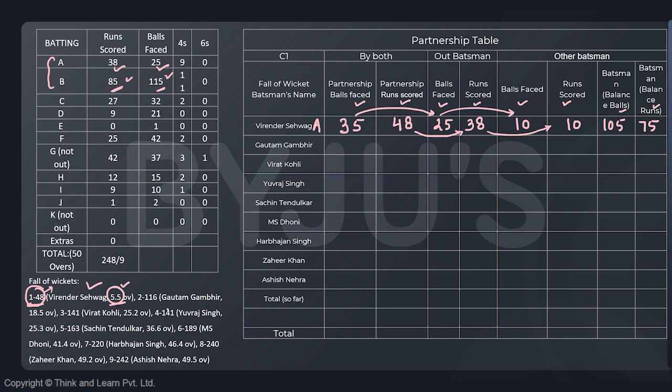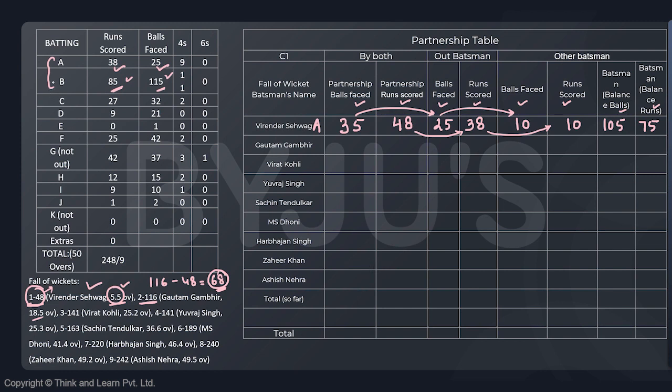Next. The next player to get out was at 116. He was Gautam Gambhir at the end of 18.5 overs. What about him now? The first partnership was for 48 runs. The next partnership is 116 minus 48, which is equal to 68 runs. So the next partnership was of 68 runs, right? But B is yet to make 75 runs. So still B did not get out.